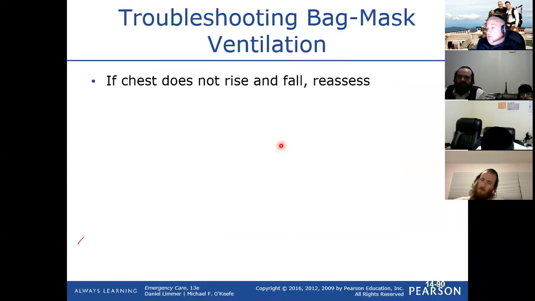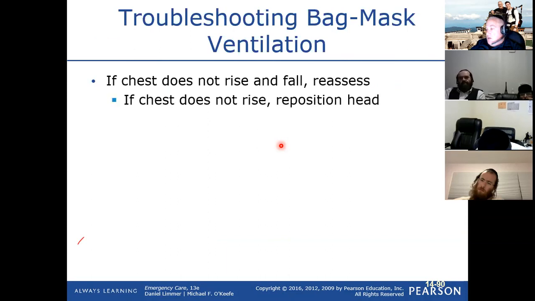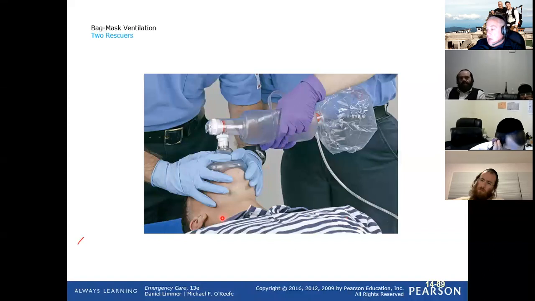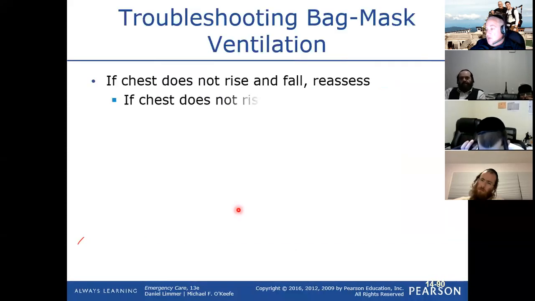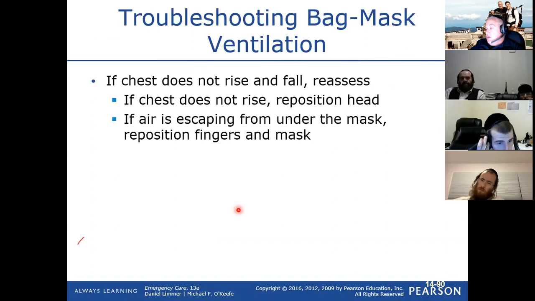Okay, so what happens if you're not seeing good chest rise and fall? Okay, it's probably because you have the mask on improperly. There's not a good seal, so you just have to readjust the mask. Okay, it may be that you forgot to hyperextend the head, but you just have to reassess what you're doing and make sure that you have a good tight seal and you have the airway open.